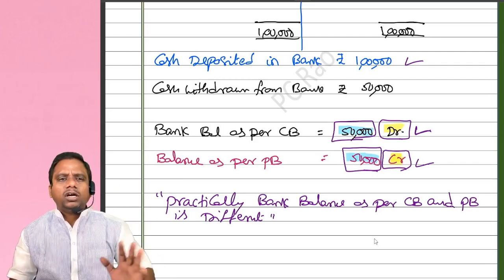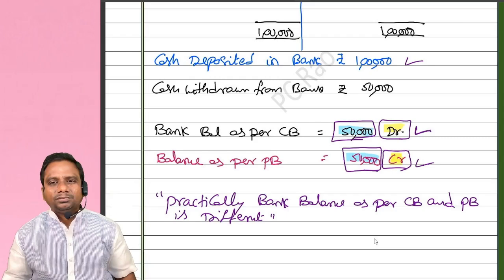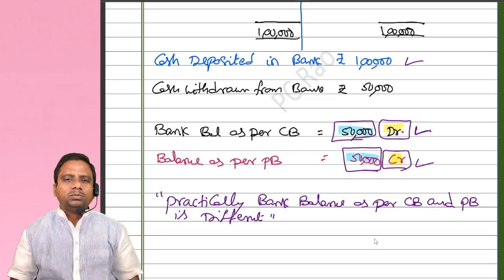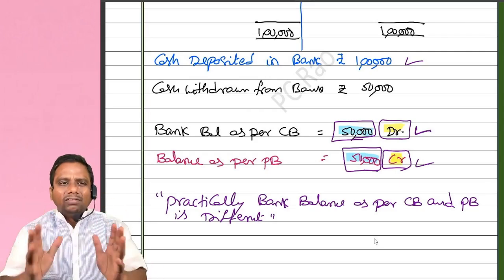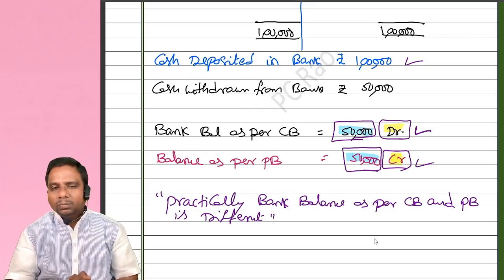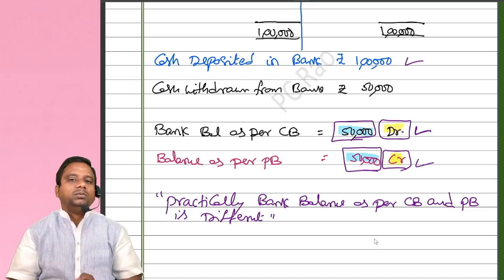Practically, cash book and passbook are Tom and Jerry. The balance will never be equal as per cash book and passbook.